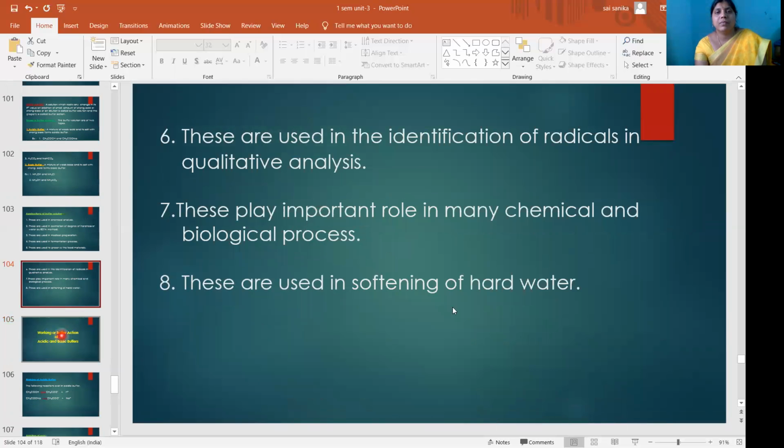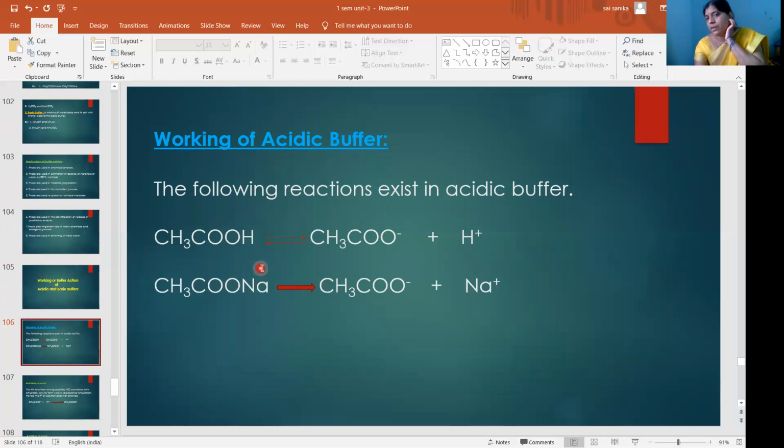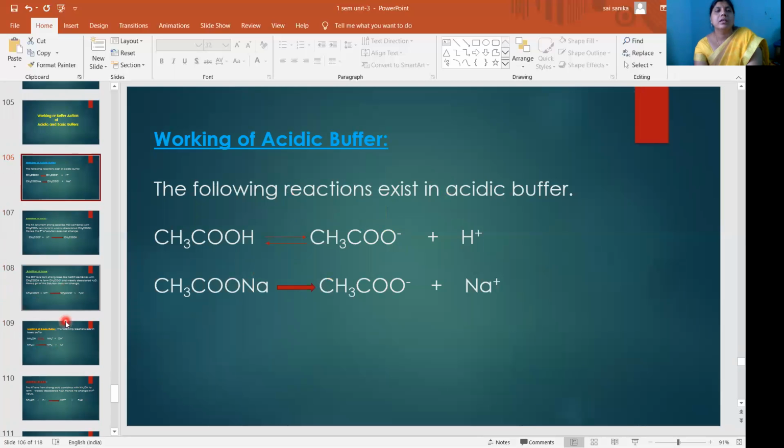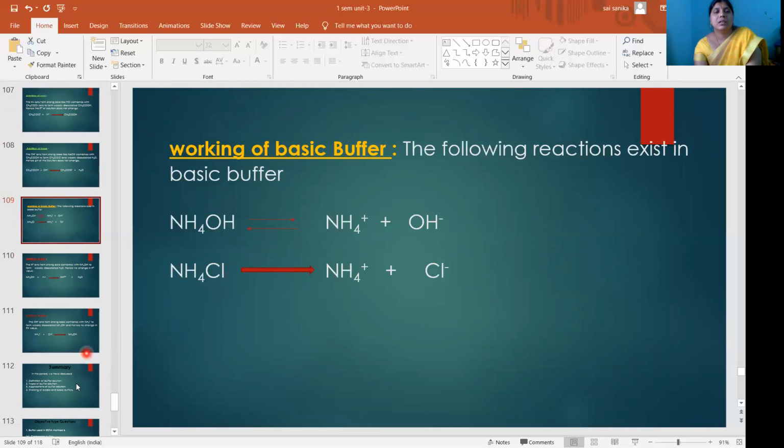Then the working of acidic and basic buffer. In an acidic buffer, pH is not changing because on adding acid or base there is no change in the concentration of H plus or OH minus ions. There is the common ion effect, that's why its pH is not changing. Similarly, in a basic buffer also, by adding acid or base there is no change in the concentration of H plus or OH minus ions. Here also we can say it is the common ion effect. That's why its pH value is not changed.